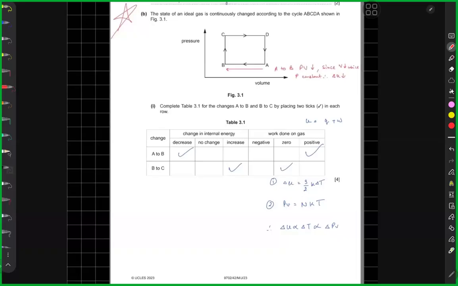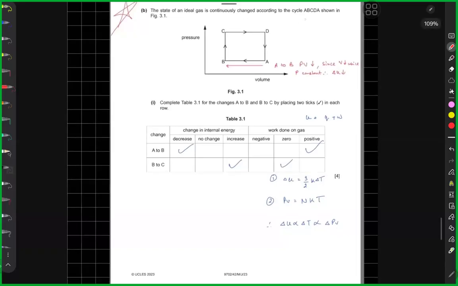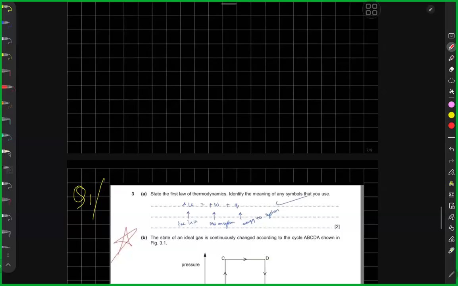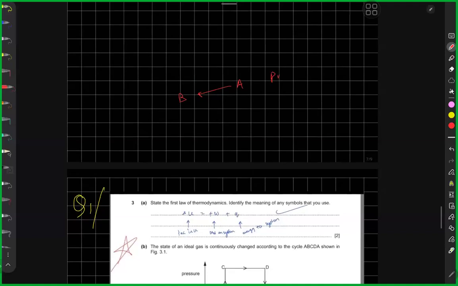So look, the state of an ideal gas is continuously changed according to the cycle A, B, C, D, A. Goes from A to B, C, then D, then A again. They're asking you to complete this table. For A to B, what is the change in internal energy? What do you think? So going from A to B, my pressure is constant, volume decreases. You tell me what happens to internal energy?